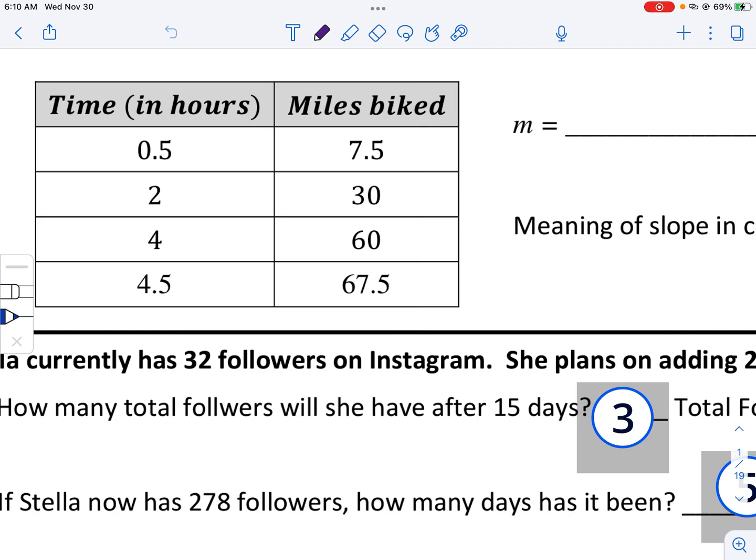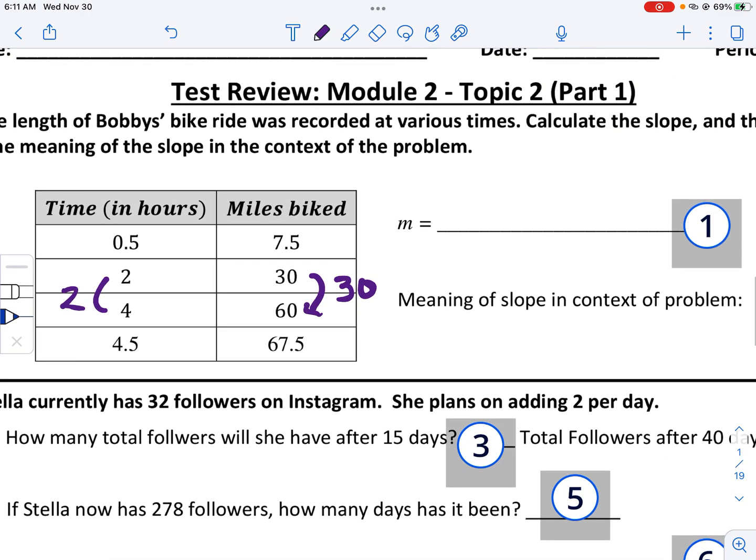Just so that I don't have to do decimals, I'm going to start here. This went up 30, this went up 2. So that means my slope is 30 over 2, which simplifies to 15.